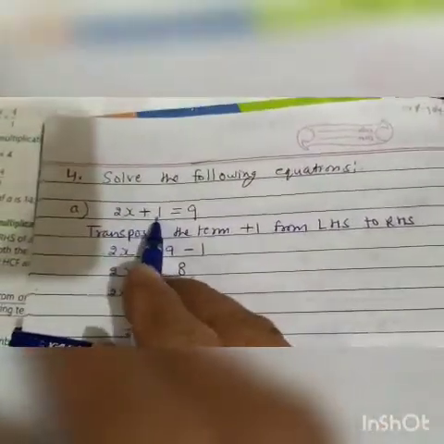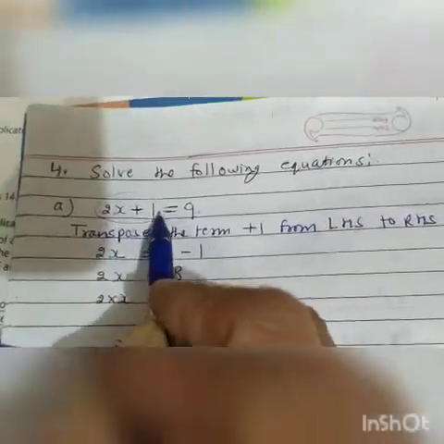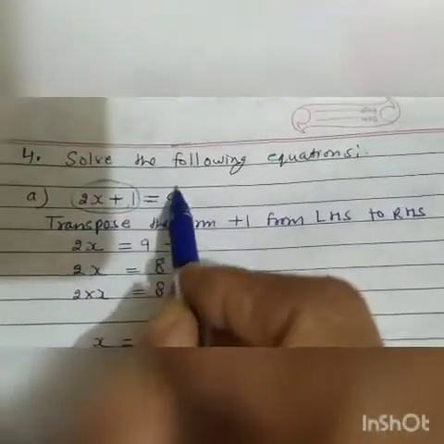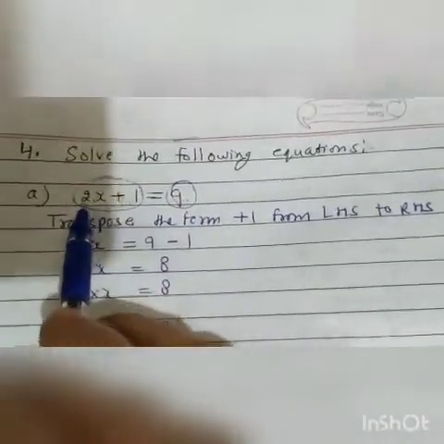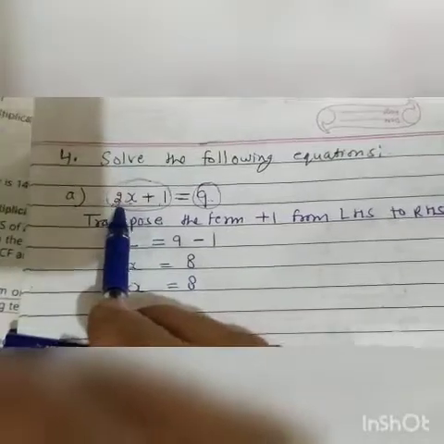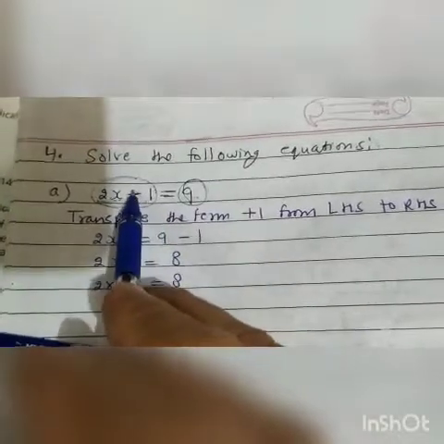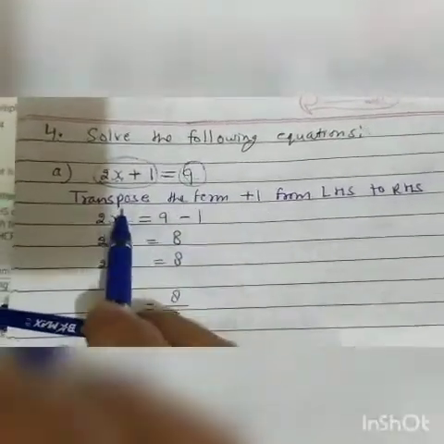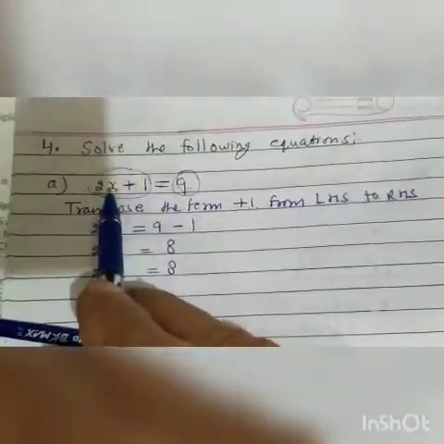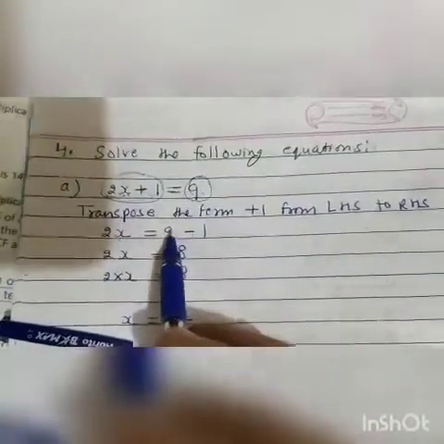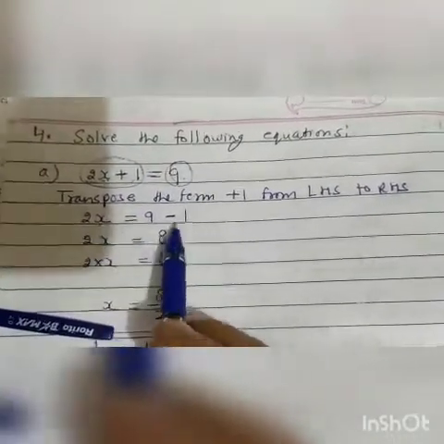Suppose this is 2x plus 1 equal 9. This is equal sign, and this 2x plus 1 is written in left hand side, and this 9 is written in right hand side. This term 2x is with unknown variable x, and this plus 1 is constant. So we will take this plus 1 from left hand side to the right hand side. So transpose the term plus 1 from left hand side to right hand side. Means 2x will be written as it is, then equal 9, this plus 1 will be written as minus 1. Then 2x is equal 9 minus 1, 8.